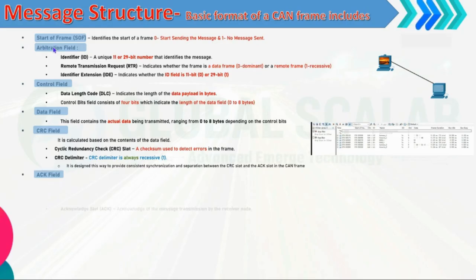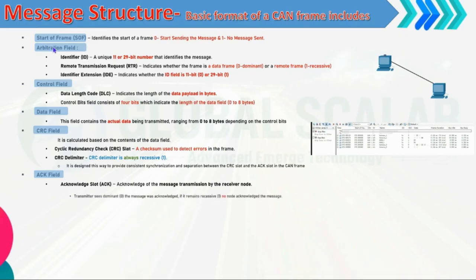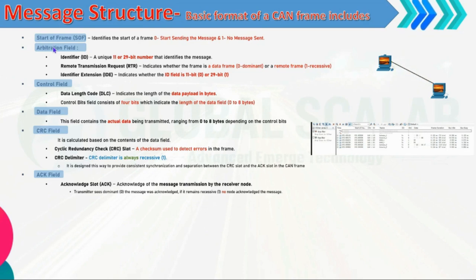And coming to the acknowledgement field, the acknowledgement slot is an acknowledgement of the message transmission by the receiver node. Here, the transmitter sends a recessive bit; the message was acknowledged if it is seen as dominant, and if it remains recessive, no node acknowledged the message. Dominant 0 means the receiving node successfully received the message and has no error to report.